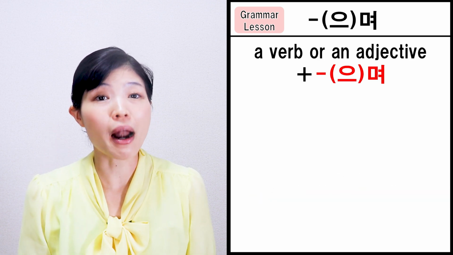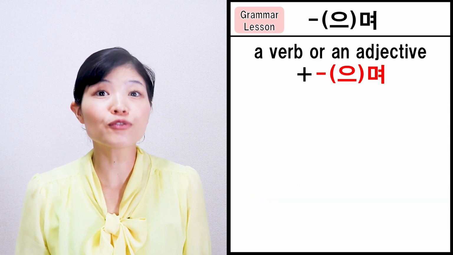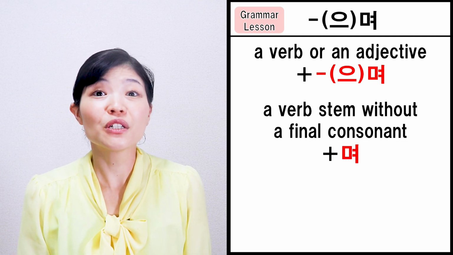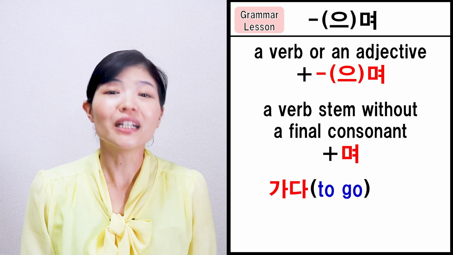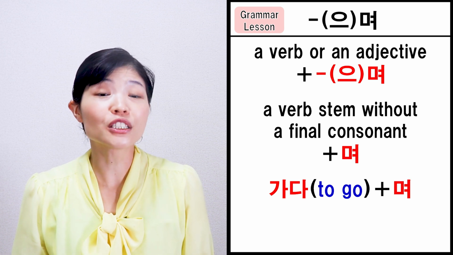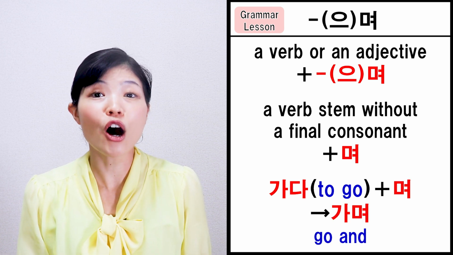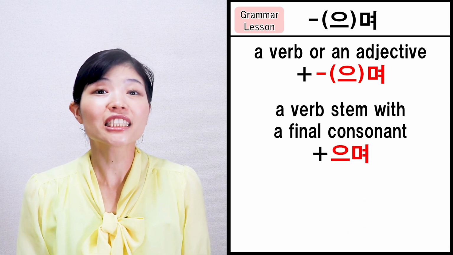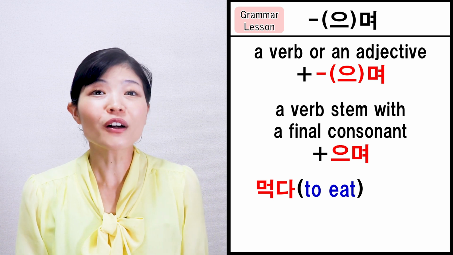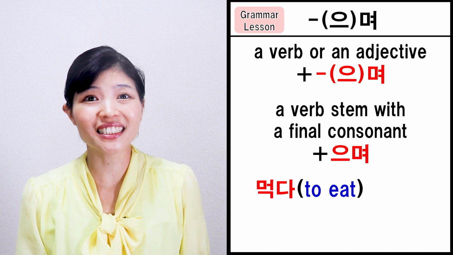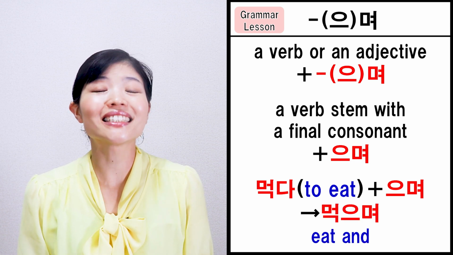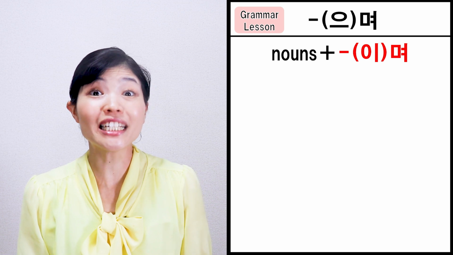Okay? To apply this grammar, you add 으며 to a verb or an adjective. If a verb stem does not have a final consonant, you add 며 to the stem. For example, 가다 to go does not have a final consonant. So you add 며 to the stem to make 가며, go, and. If a verb stem has a final consonant, you add 으며 to the stem. For example, 먹다 to eat has a final consonant. So you add 으며 to the stem to make 먹으며, eat, and. For nouns, you add 이며.